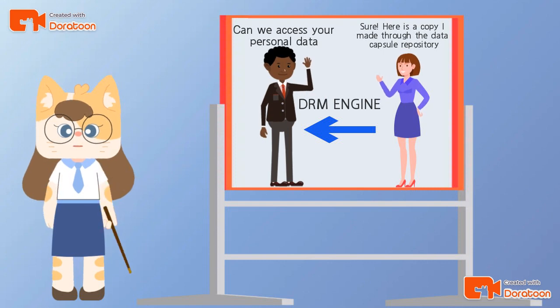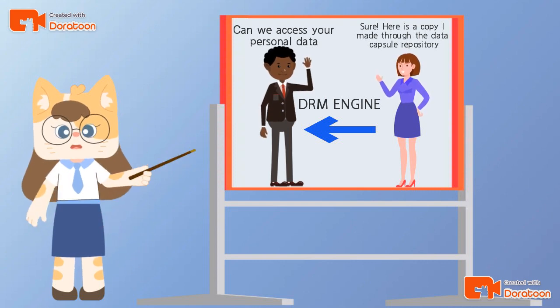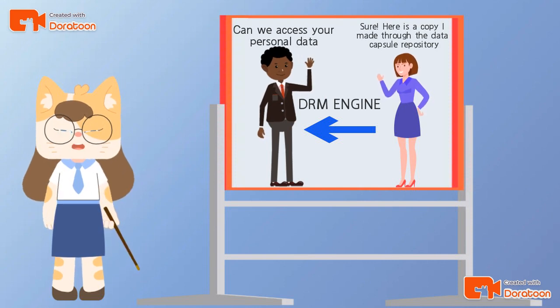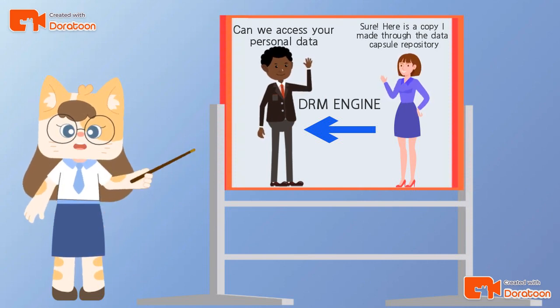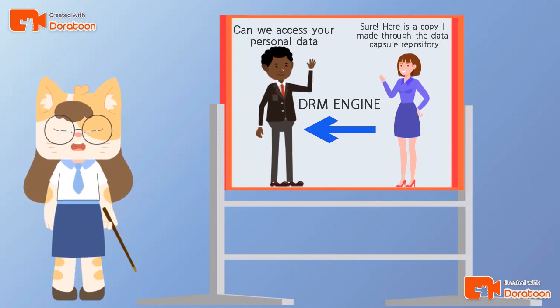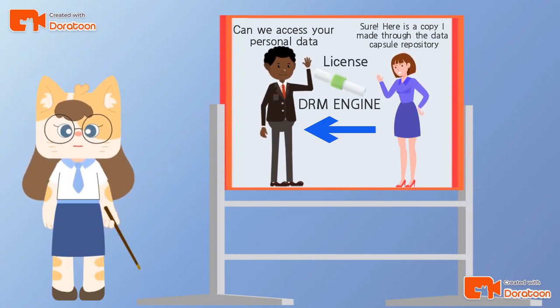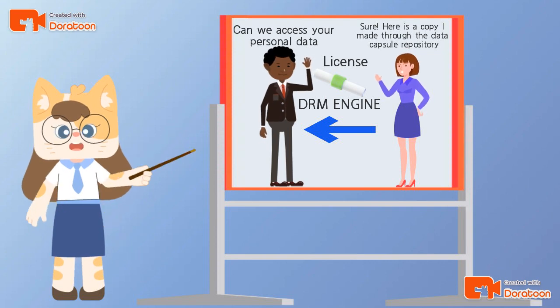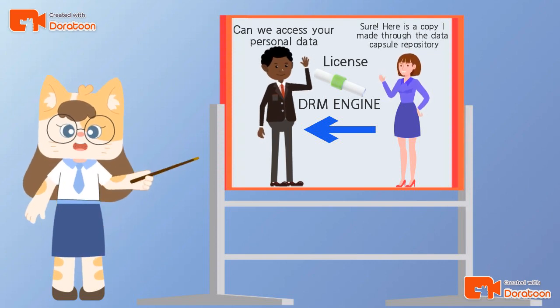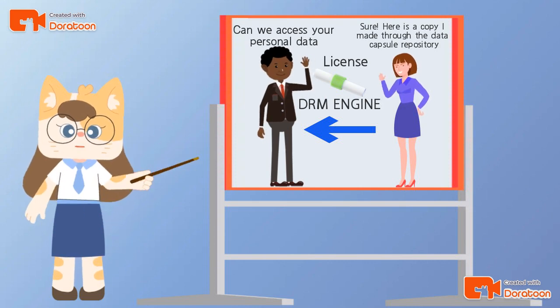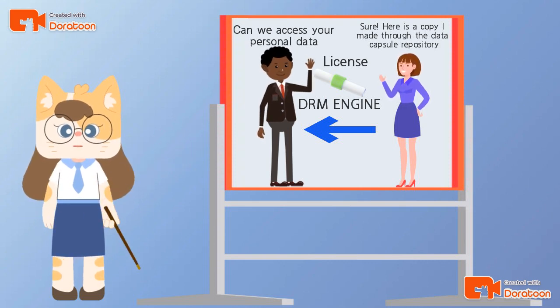Now that that copy has been made, the data consumer receives a copy through a DRM engine. This DRM engine gives the copy to the data consumer. Once that data consumer has a copy, they're given a license through the DRM engine. This license acts as a way for that personal data to only be accessible to the data consumer that the data producer gave it to. That means that no one else can view this copy except the data consumer that the data producer accepted to view it.